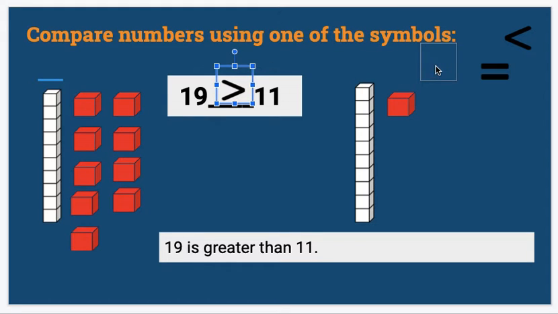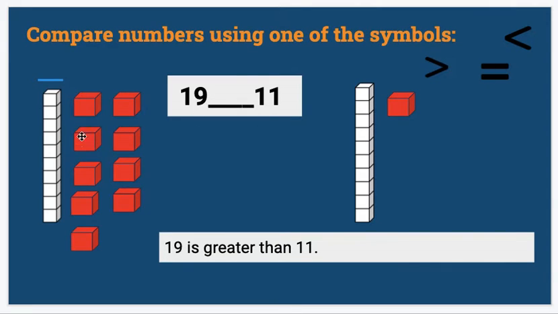Okay, let's look at these two numbers, 19 and 11. We are comparing these two numbers. Here I'm going to use my base 10 blocks. For 19, I know it's 1 ten and 9 ones, so I have 1 ten block and 9 ones. And the other number, 11, is 1 ten and 1 one.